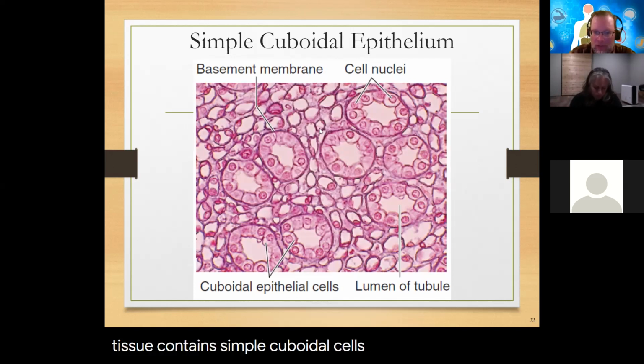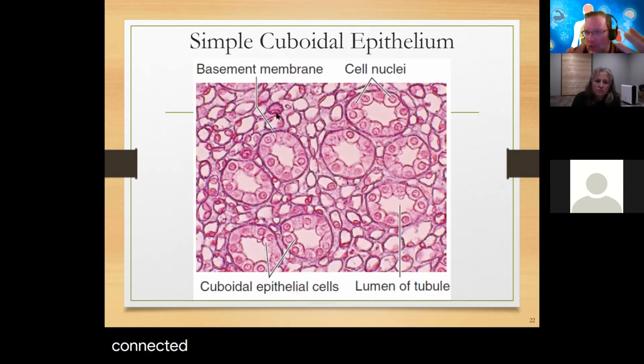We've got some other stuff going on out here. By the way, these dark lines around the outsides of each of these bundles, that's the basement membrane, which it mentions right up here. And that basement membrane is going to be connected with the underlying tissue, which is typically connective tissue.